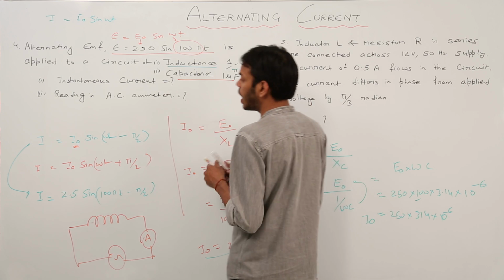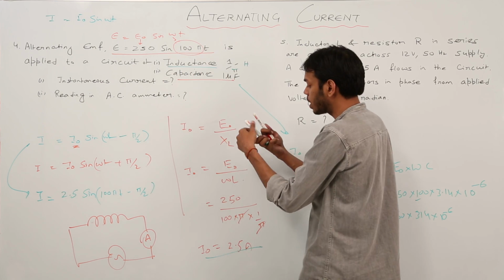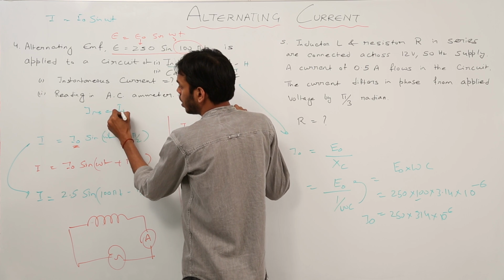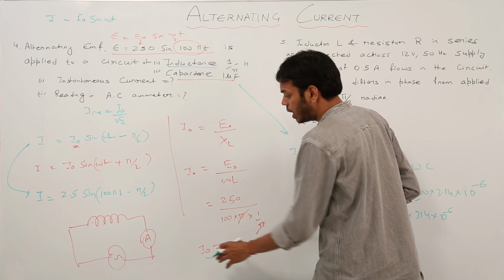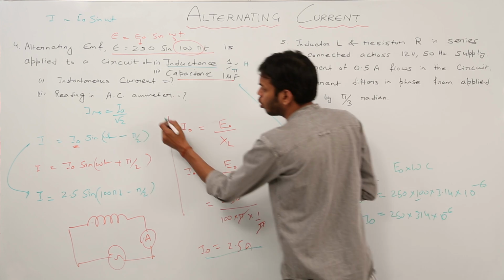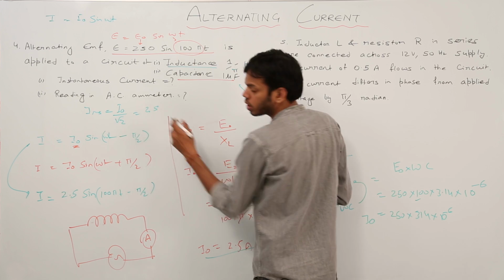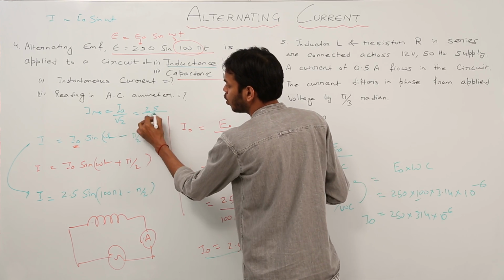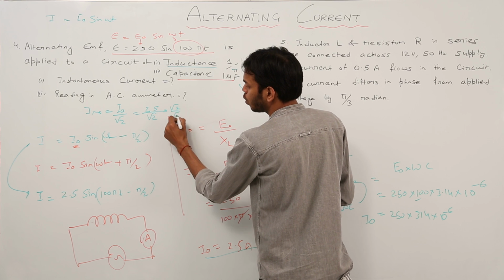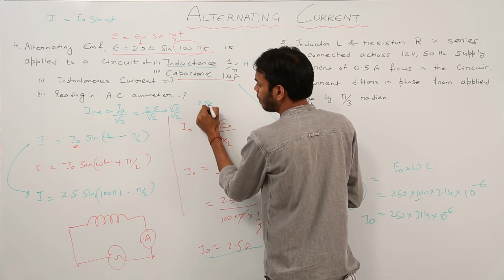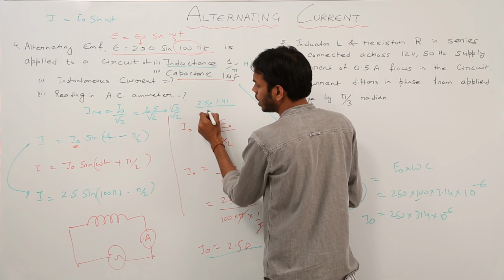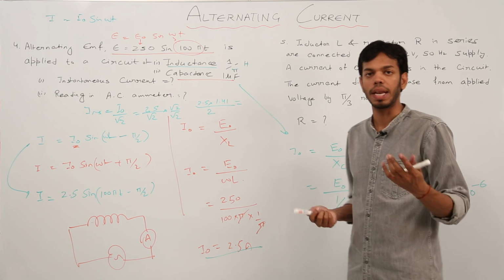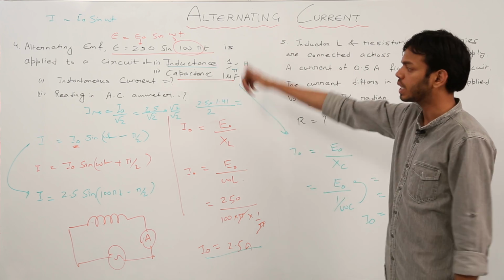And how will you find out the RMS value of current? Suppose I am doing it for the inductive circuit. So I RMS is what? I naught upon root 2. This was the formula. What is I naught? That was 2.5 ampere. So I can solve this because it is easy, it won't need any calculation right now. So 2.5 upon root 2, which is what? Root 2 into root 2, 2.5 into 1.414 upon 2. And again, I leave this numerical part into your capable hands. This is how you will be solving such kind of numericals.